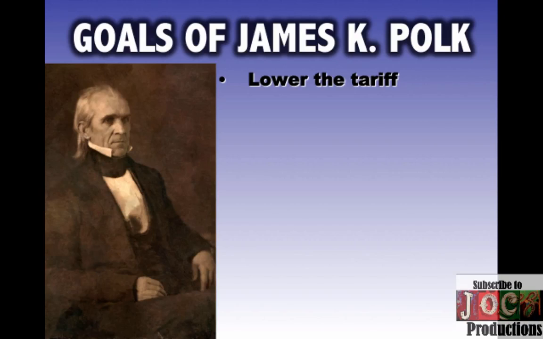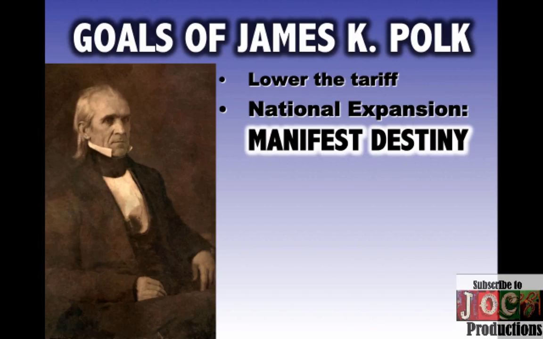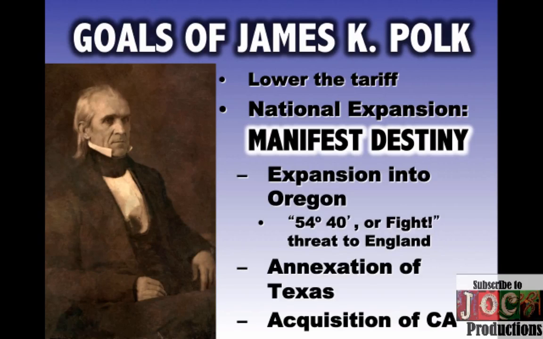One, he wants to lower the tariff. He's a Democrat. The Whigs kind of favor the higher tariffs. He's also from the South. He wants to lower that bad boy. Two, a big thing, manifest destiny, national expansion. And he has some places in mind. Oregon, during the campaign, he talks about 54-40 or fight. He's going to take that from England. He's going to annex Texas. Tyler kind of preempts that and does it first, and he also wants to acquire California.